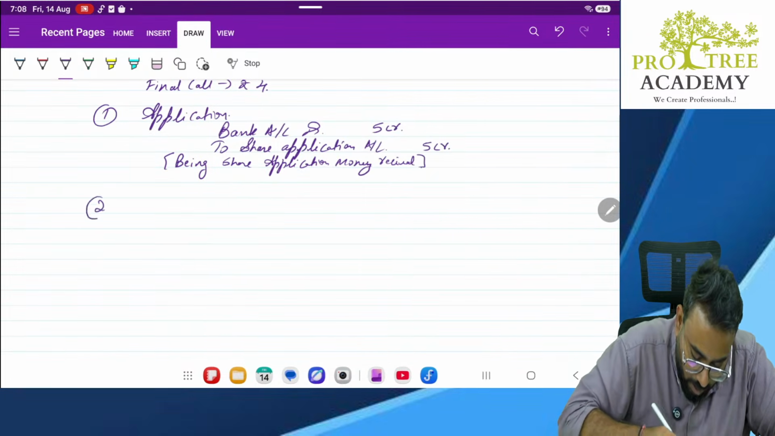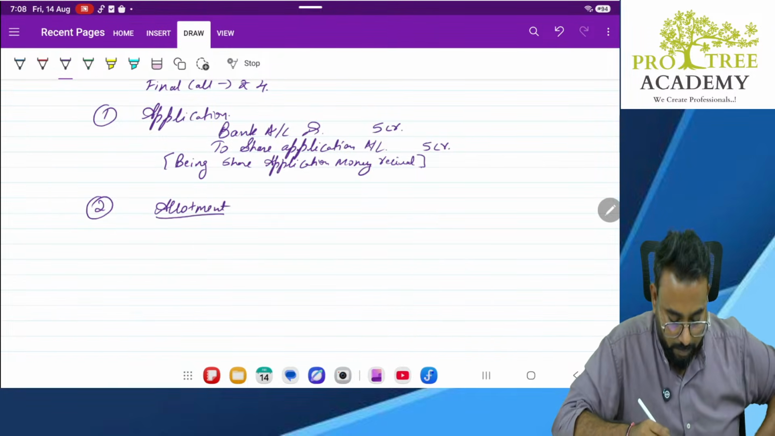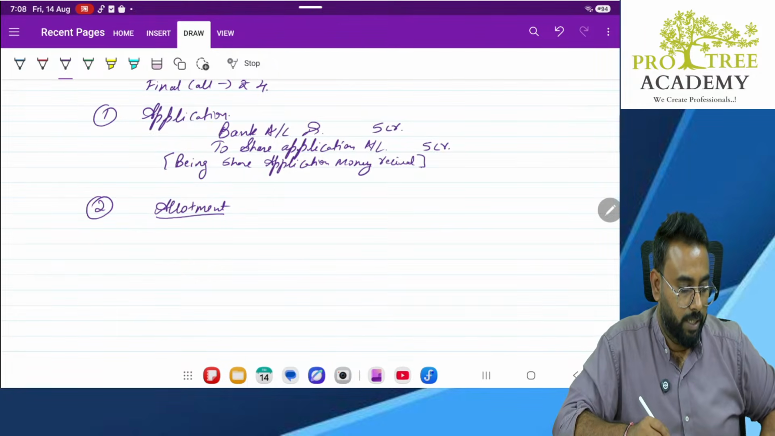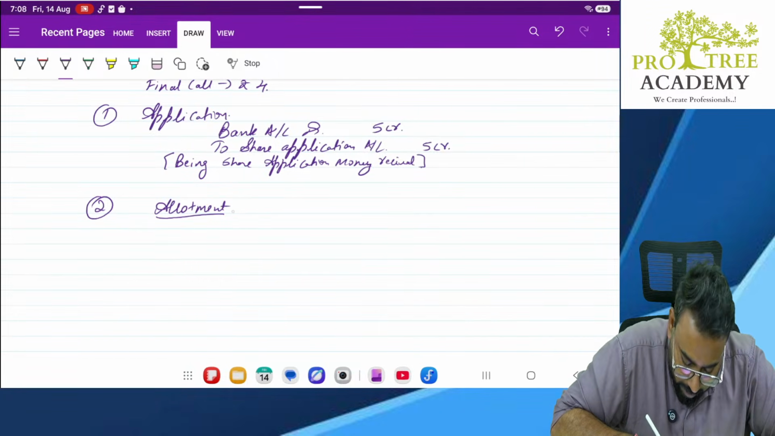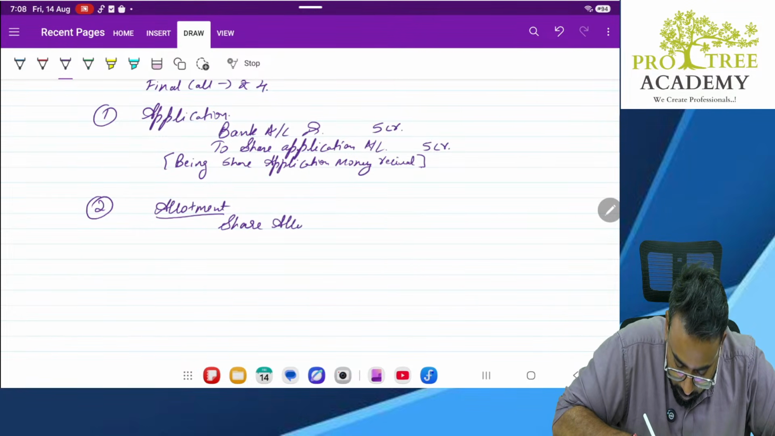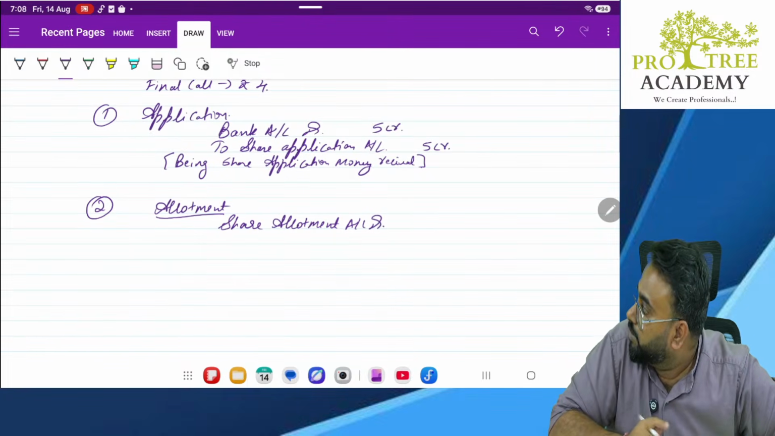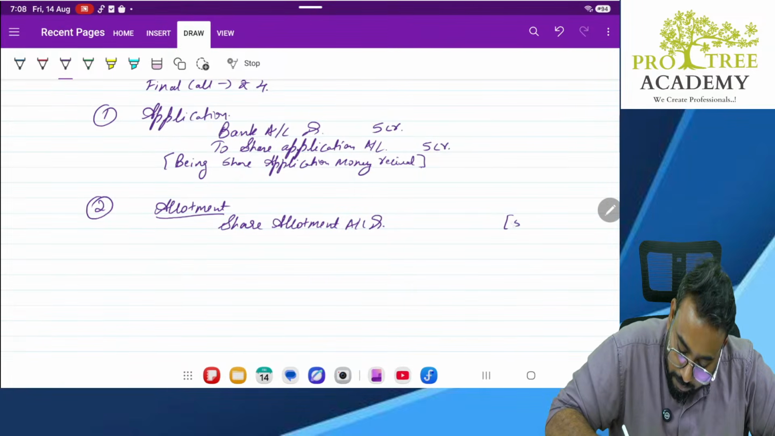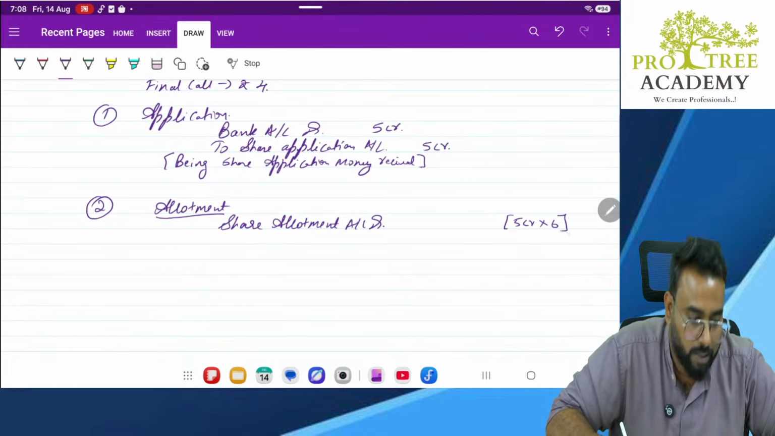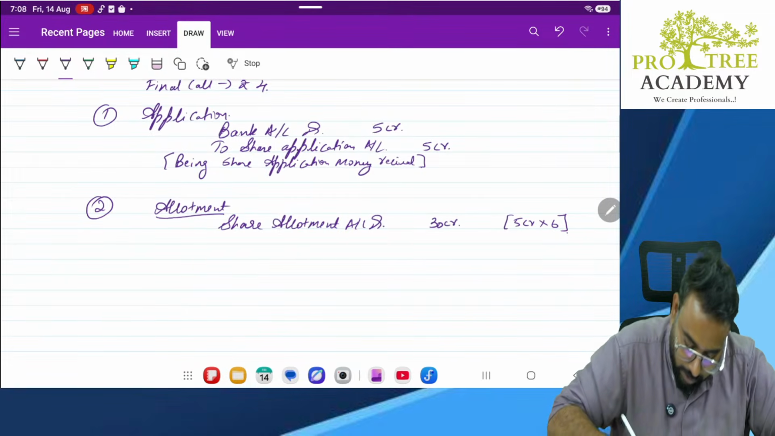Next, allotment happens. Yes, pass the entry. Allotment money is receivable. Share allotment account debit. How much is the allotment money? 5 crore shares into 6 rupees. So that is 30 crores.